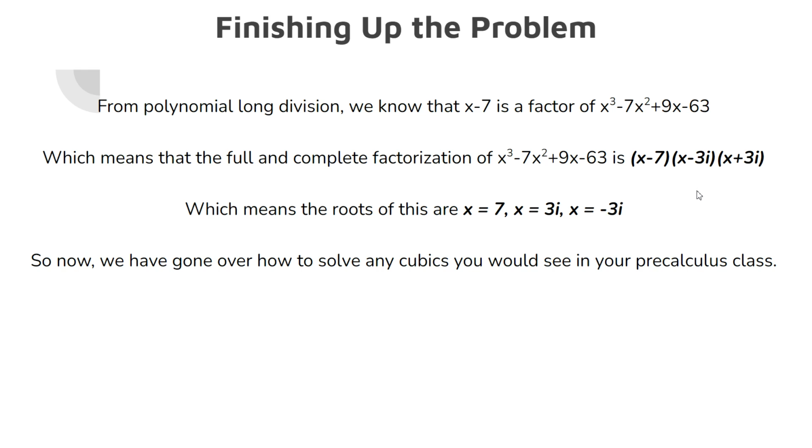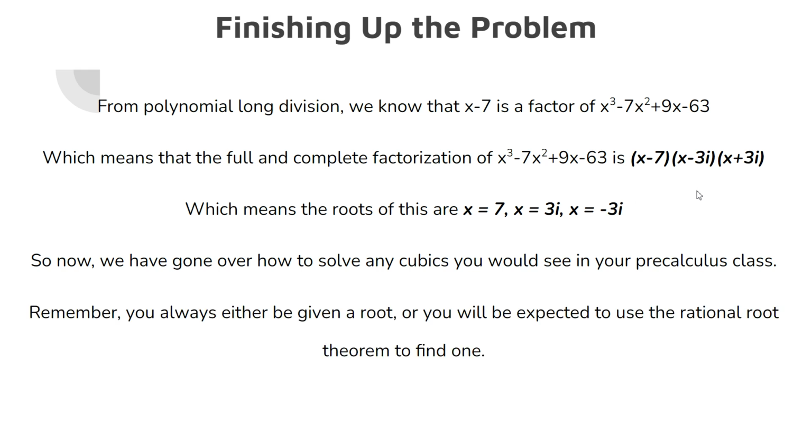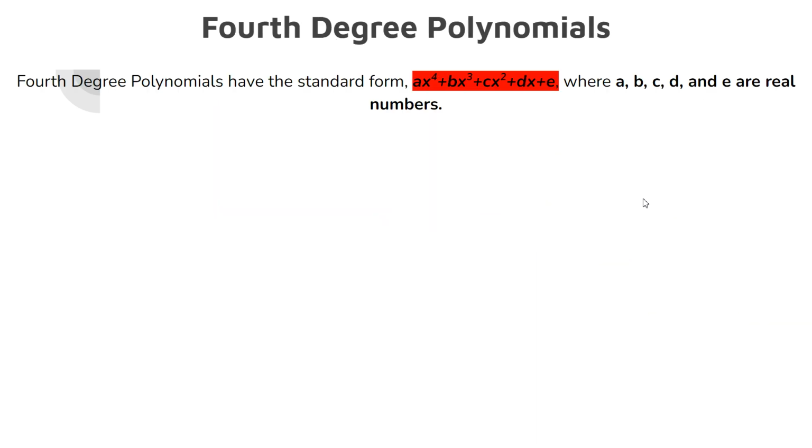Now, we've gone over how to solve any cubics you see in your pre-calculus class. Remember, you'll always be given a root, or will be expected to use the rational root theorem to find one. Now, quartics. Fourth degree polynomials have the standard form ax to the fourth plus bx cubed plus cx squared plus dx plus e, where a, b, c, d, and e are real numbers.